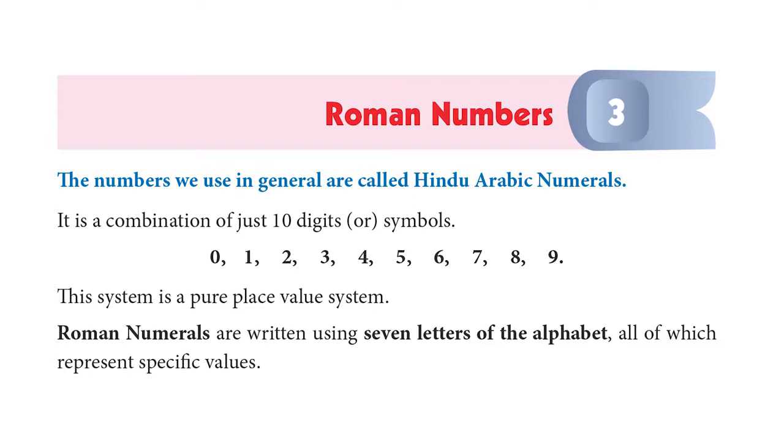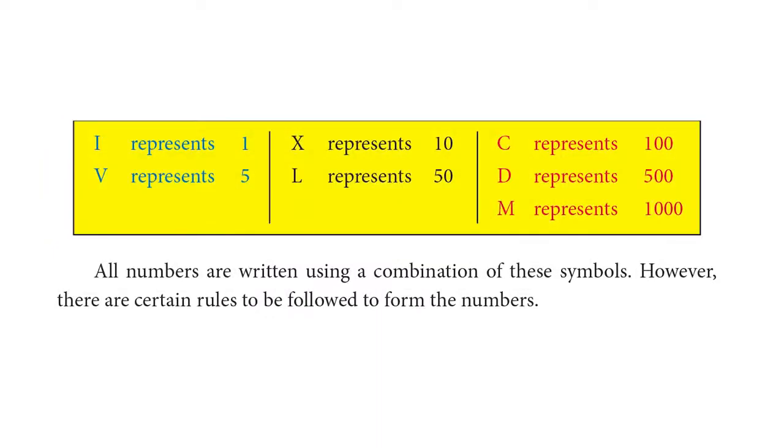Now you have a small homework that you have to learn by heart. Look at them. There are only 7 letters of the alphabet, but we can form a number of numerals with this. So let's see. The first one is I, which represents 1. V represents 5, X represents 10, L represents 50, C represents 100, D represents 500, and M represents 1000. So only 7 letters of the alphabet, but we use them to represent all kinds of numbers in Roman numerals.